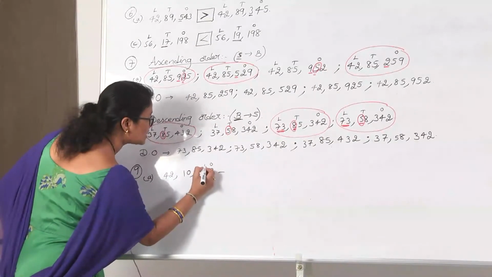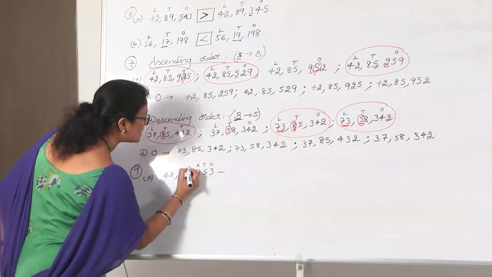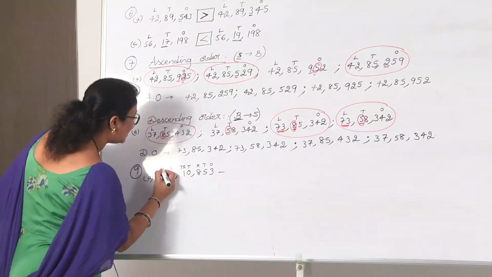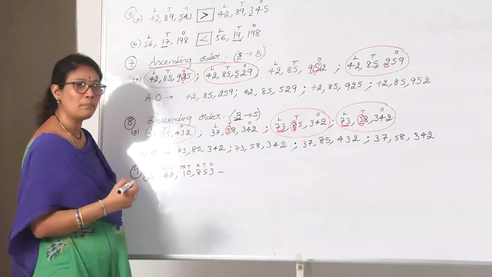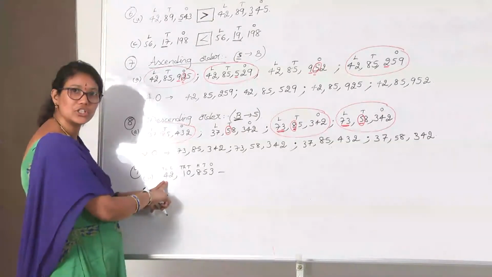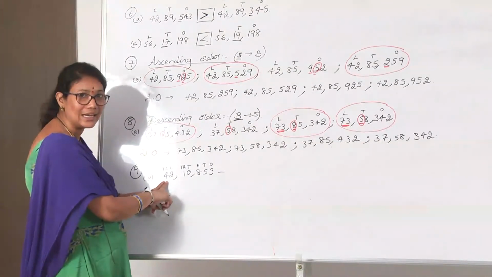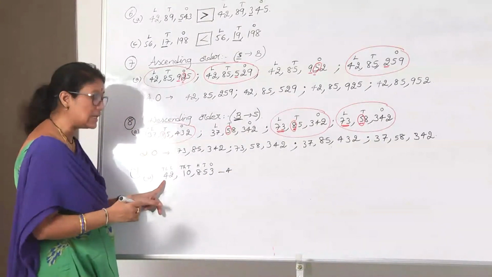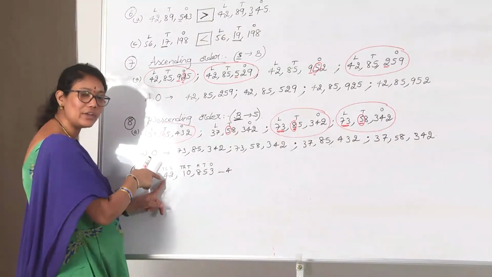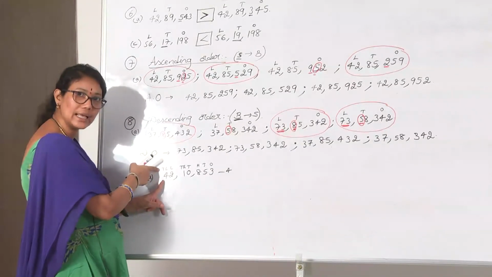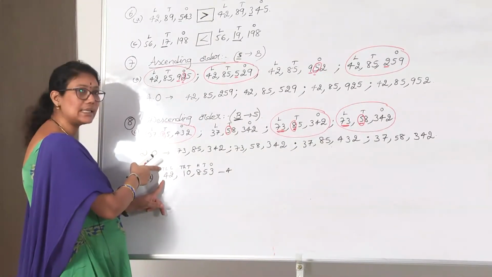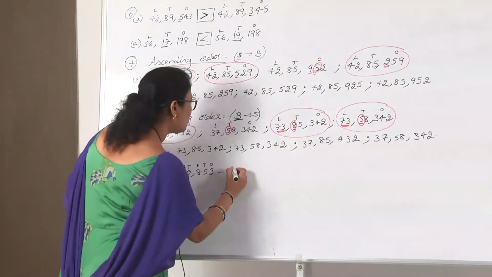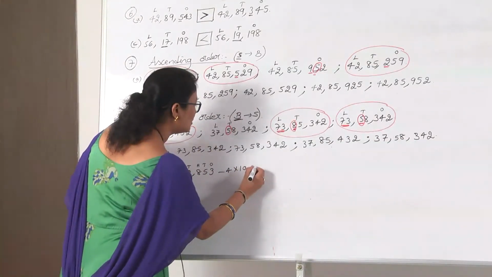Ones place, tens place, hundreds, thousands, 10,000s, lakhs and 10 lakhs place. Right children? Now what is the digit under 10 lakhs place? It is 4. So 4 is multiplied with 10 lakh. Why are we multiplying this 4 with 10 lakh? As this 4 is in 10 lakhs place, so we multiply with 10 lakh. So it is 4 into 10 lakh. Right children?